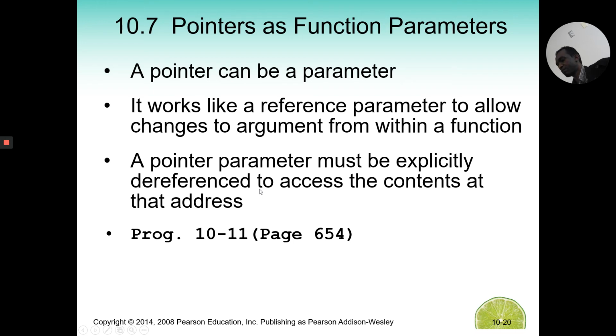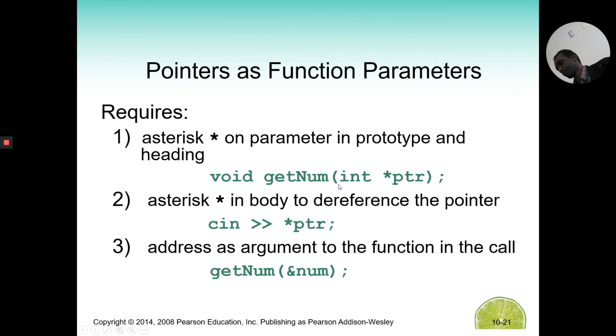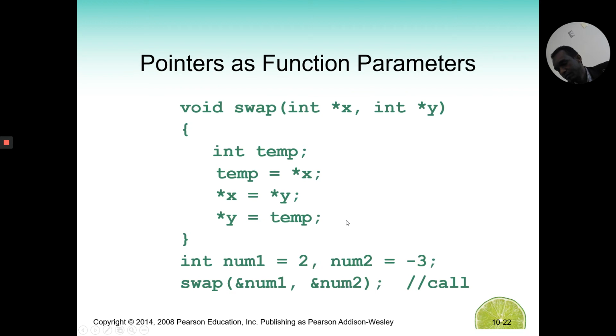You can have pointers as function parameters. A pointer can be a parameter. It works like a reference parameter to allow changes to an argument from within a function. A pointer parameter must be explicitly dereferenced to access the contents at that address. It requires the asterisk on a parameter in a prototype and heading, so here you'll do void getNum(int *). The asterisk is used in the body to dereference the pointer. So this you're getting from the user, and then the address is the argument to the function in the call. So this is as a function parameter.